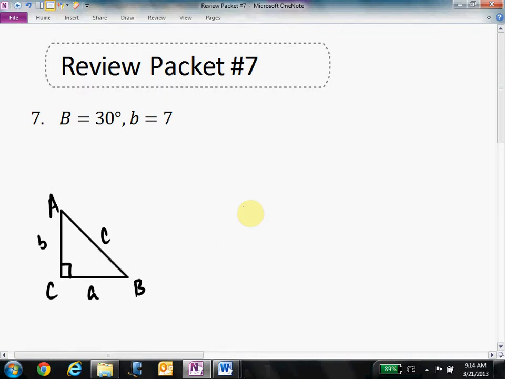Problem 7 in our review packet tells us to solve triangle ABC using the given diagram, which you have here, and our given measurements. So I'm going to begin by putting the given information into my diagram, which is 30 degrees, and side B is 7. So I can easily find angle A, because we know angle A and angle B are complementary when we have a 90-degree angle at C. So I'm going to subtract 30 from 90, and we can see angle A is 60 degrees.